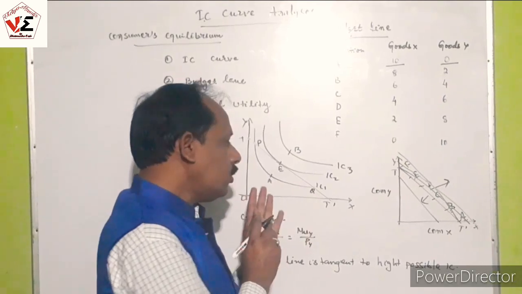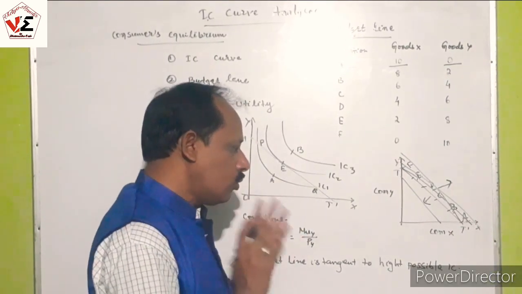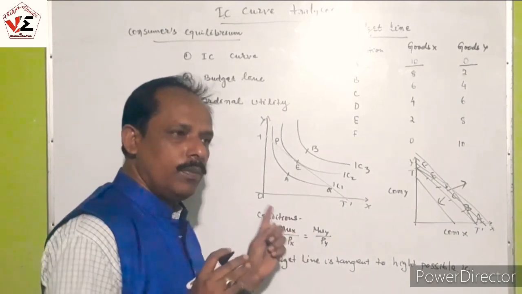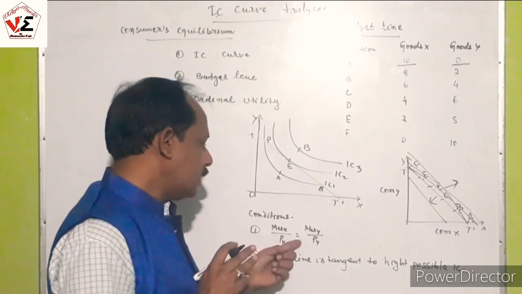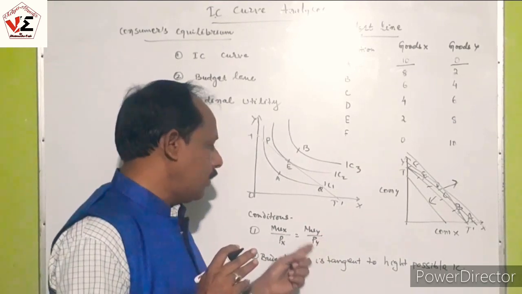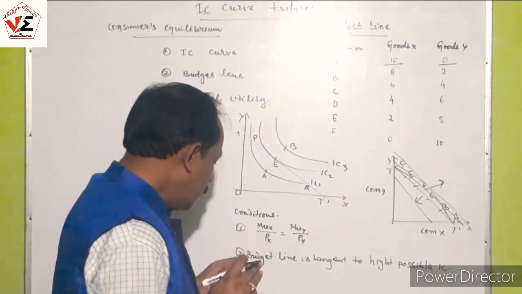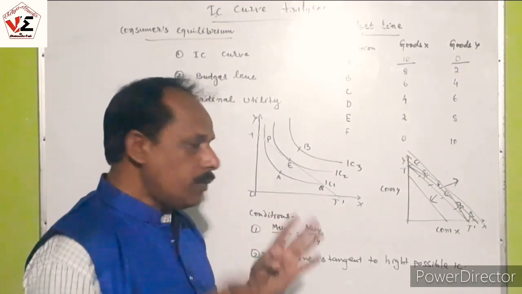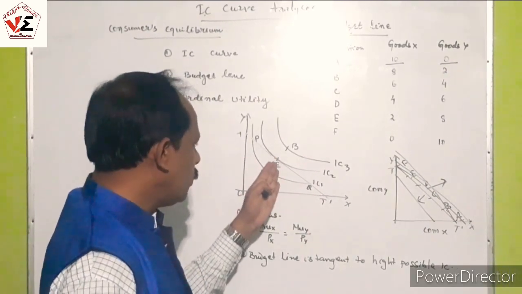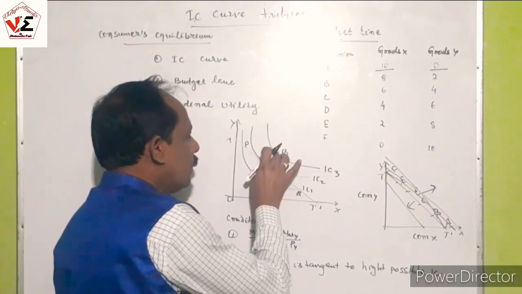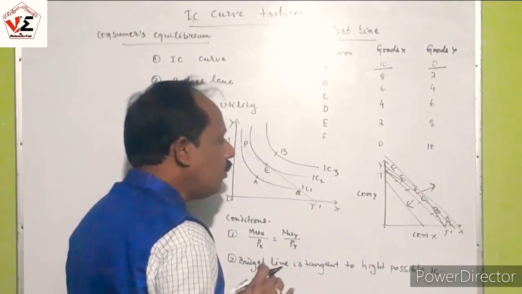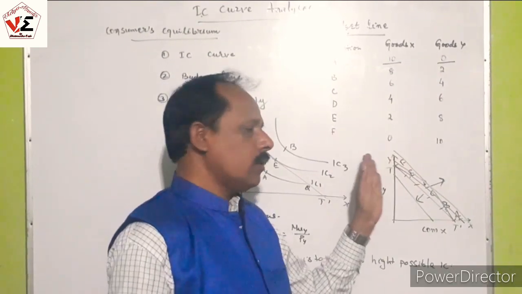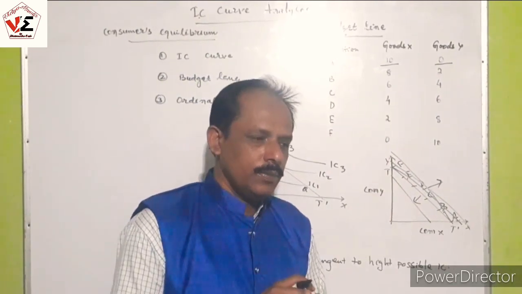So while we are going through consumer equilibrium, we must consider two conditions. First condition, marginal utility of X by price of X must be equal to marginal utility of Y by price of Y. And the second condition, the budget line is tangent to the highest possible indifference curve. Where the budget line is tangent to the highest possible indifference curve, there we see the consumer coming to equilibrium. So you understand what the budget line is and the various conditions where the budget line is shifted.